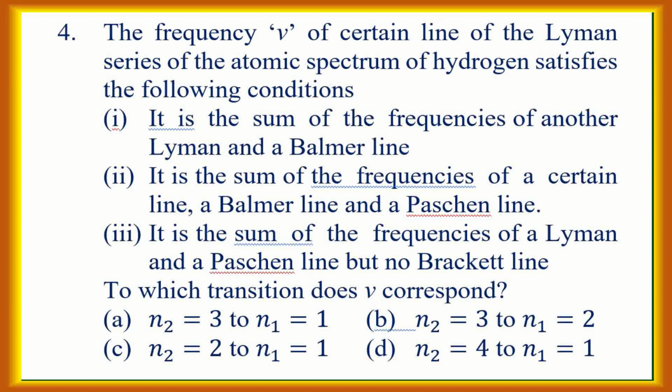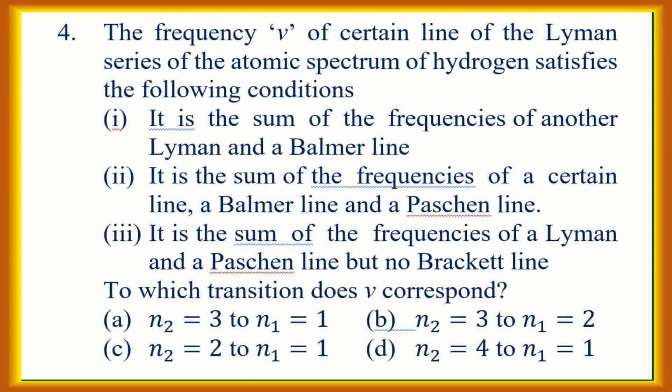The frequency of a certain line of the Lyman series of the atomic spectrum of hydrogen satisfies the following conditions. First, it is the sum of the frequency of another Lyman or Balmer line. Second, it is the sum of the frequency of a certain Lyman line and a Balmer line and a Paschen line. And third, it is the sum of the frequency of a Lyman and Paschen line but not Brackett line. To which transition does the frequency correspond?